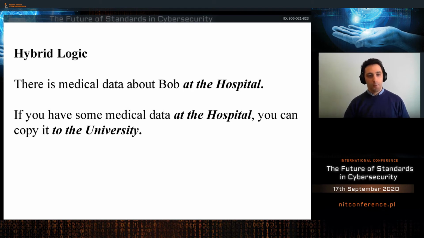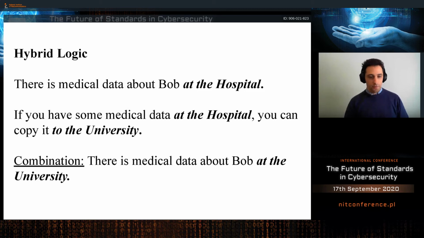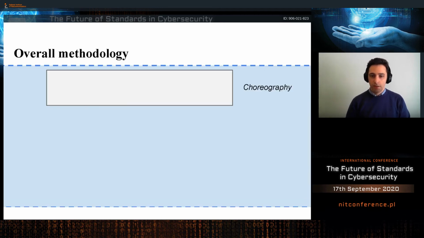these two. Now, by composing these two statements in the logic, we can derive a new fact that now there is medical data about Bob at the university, because at any time we can just apply this implication to the first premise and obtain this conclusion. How can we translate this into Choral and into this methodology of choreographies as objects?